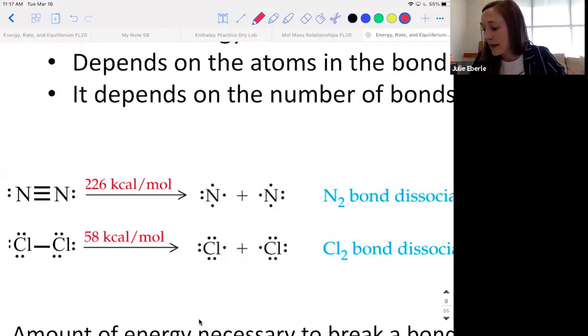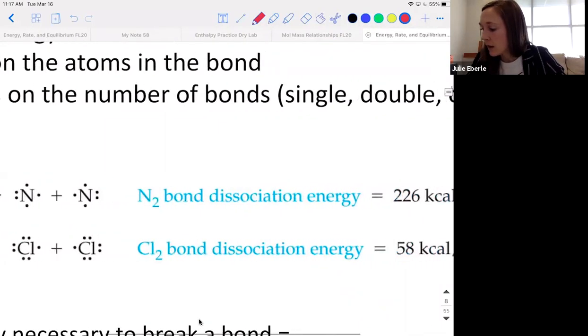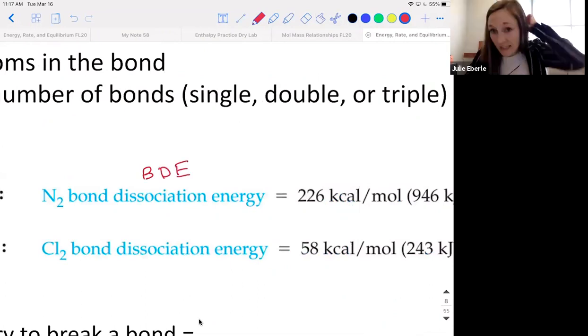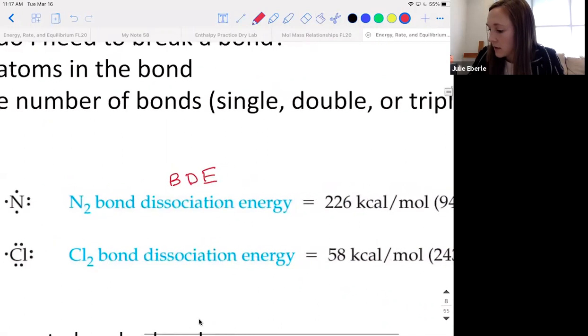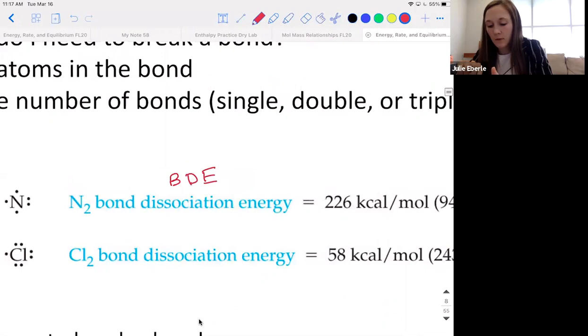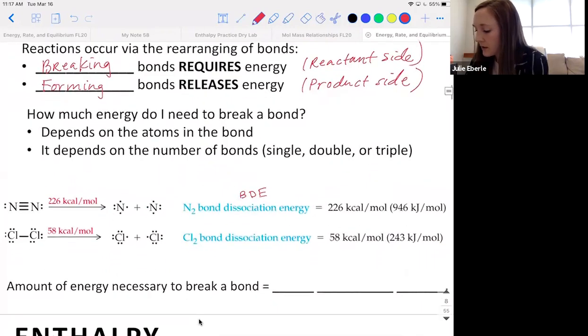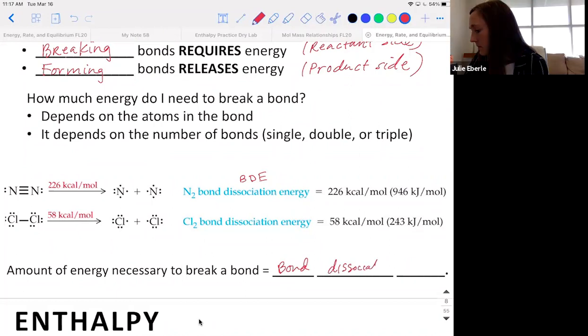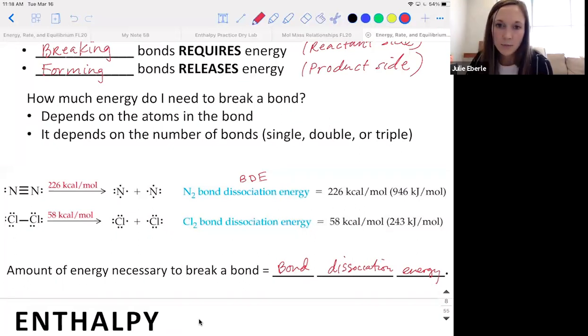So that makes sense. By the way, we call these numbers, the 226 kcal and the 58, bond dissociation energies. You might see it abbreviated as BDE. A BDE is a bond dissociation energy. All right, so let me zoom out. There it goes. So that's the blanks down here. Bond dissociation energy is the amount of energy necessary to break a bond.